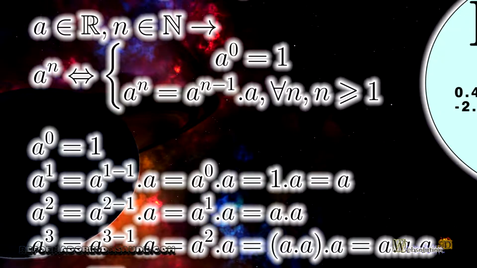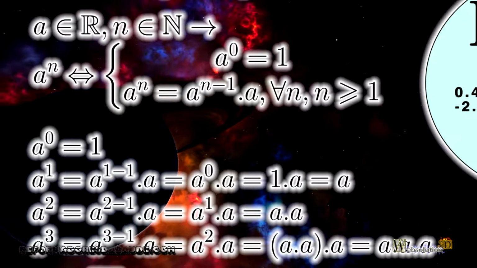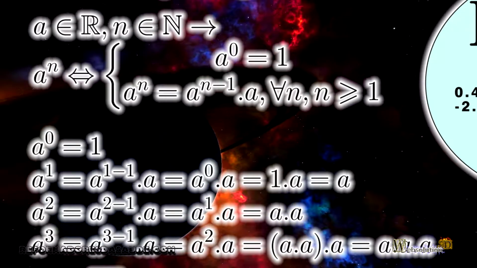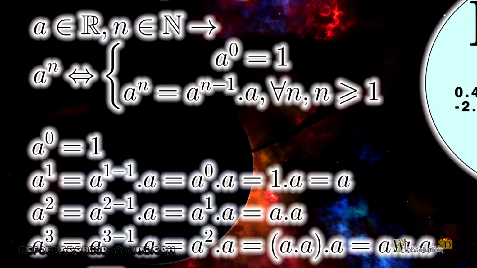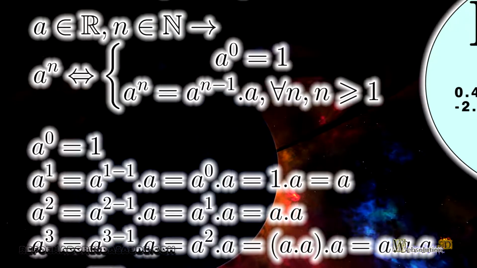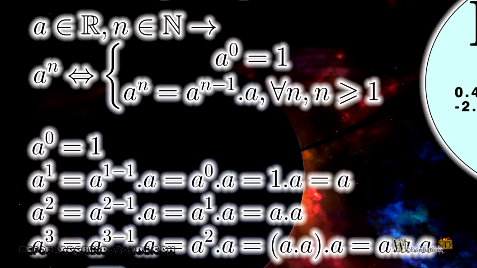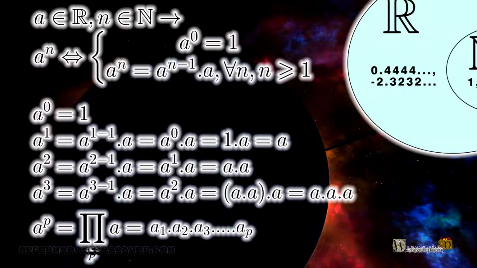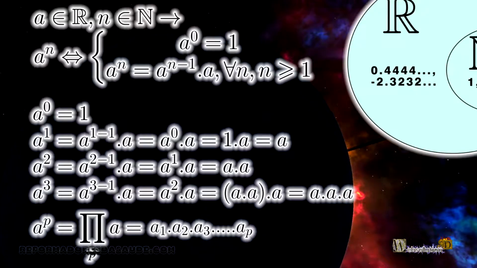And A raised to 2. If we have A raised to 2, this is equal to A raised to 2 minus 1, times A. We have 2 minus 1 is 1, and we saw that A raised to 1 is A, so we have A times A. If we have A raised to 3, we have A raised to 3 minus 1, which is 2. We saw that A raised to 2 is A times A, so A raised to 3 is A times A times A. This gives you a logical understanding of the power of natural exponent.